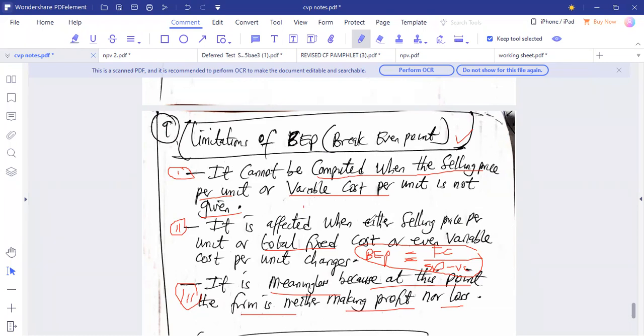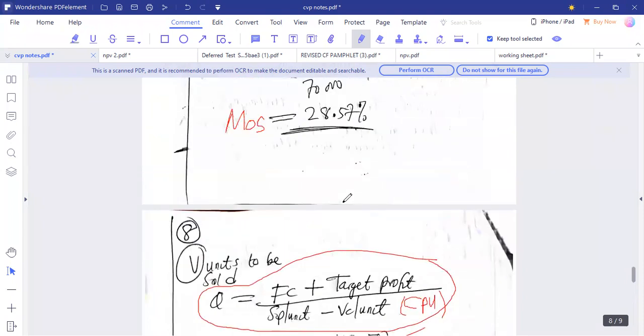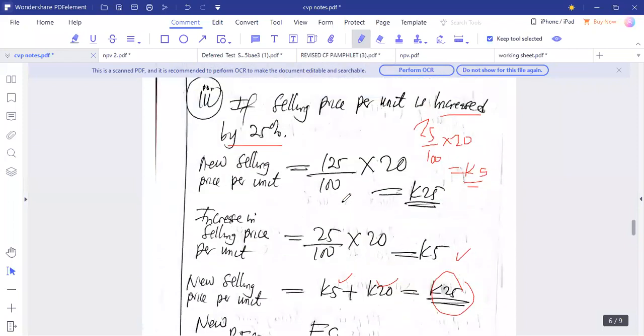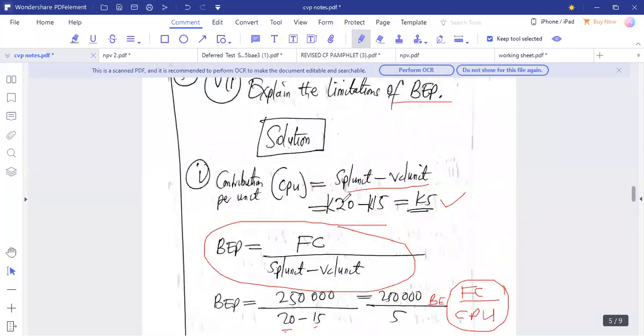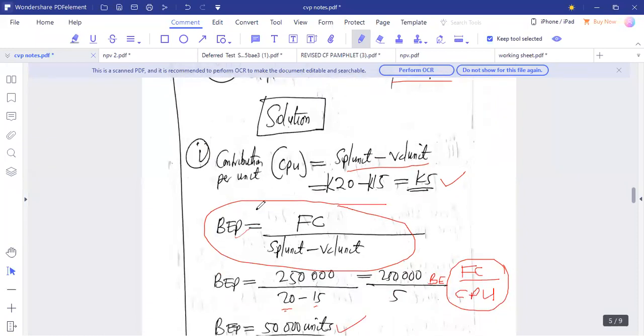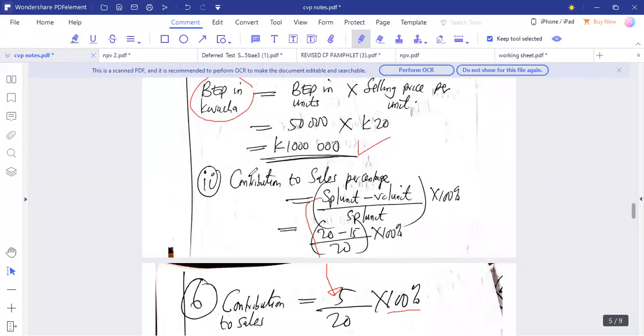All right, so this is what is involved in this topic, unless there are any further questions. We talked about the formulas to use. There are standard formulas that we need to use. These are the only formulas you need to know as we look at CVP in terms of the contribution. You can't do without it. That is the CPU, contribution per unit, the break-even point in units, in kwacha, and the contribution over sales. You need to understand it.